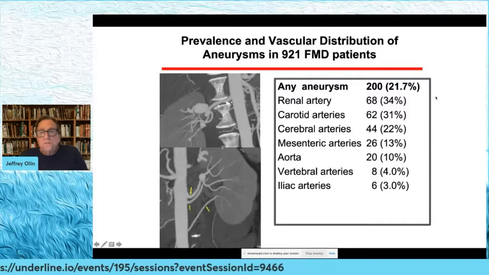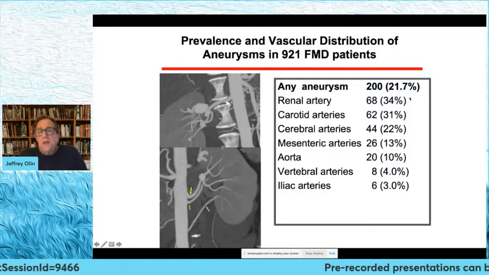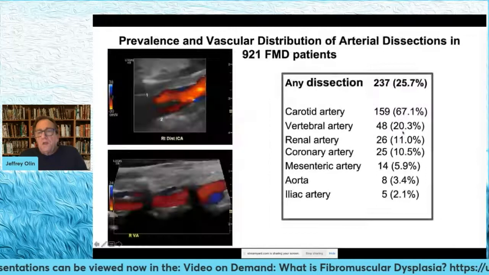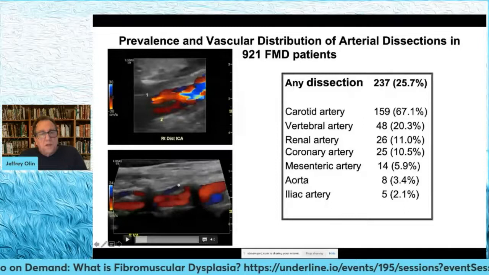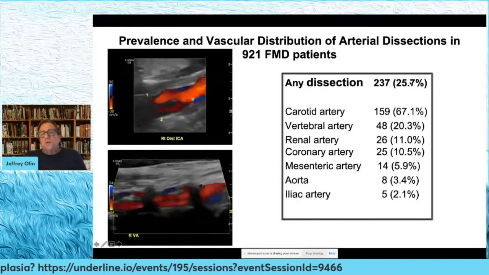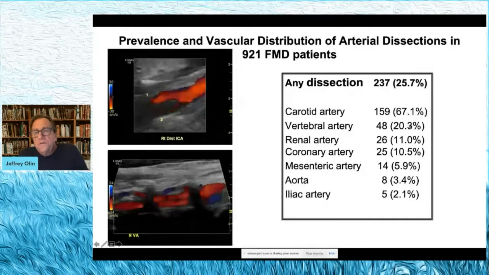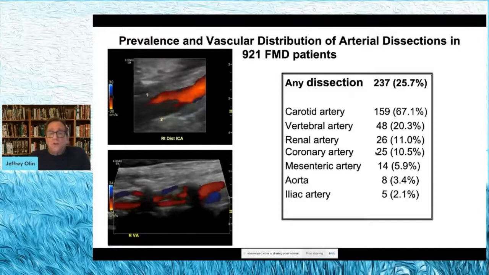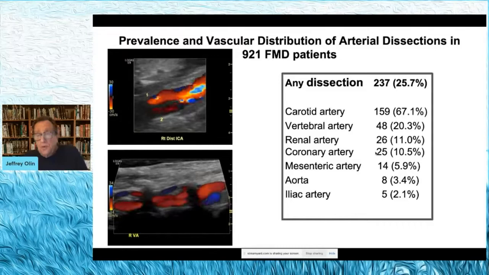22% of patients had an aneurysm somewhere. And the most common places were the kidney artery, the carotid arteries, and the arteries inside the brain, the intracranial arteries. Dissections, and this is an ultrasound showing a tear in the artery. This is showing a tear in the vertebral artery. And dissections occurred in 26% of patients. And the most common place was the carotid artery, the vertebral artery, the kidney artery, and the coronary arteries. And this is when we didn't even really recognize coronary artery dissection as a manifestation of FMD. It's going to be much more common than this in future reports, I'm certain.